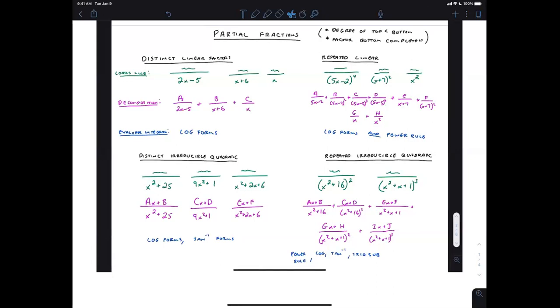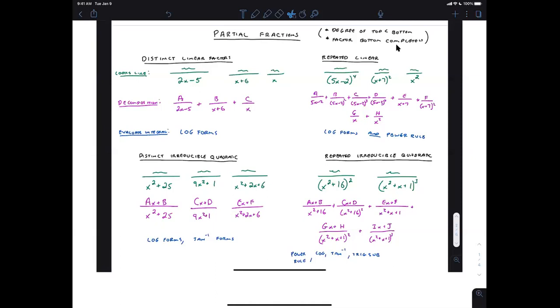All right. So yesterday we were going through partial fractions and we talked about all of the cases. I've got a screenshot of that summary pulled up here. For partial fractions to work, you need a rational expression where the degree of the numerator is less than the degree of the denominator, meaning it's a proper rational expression. You have to have that, and then you need to be able to factor the bottom completely.